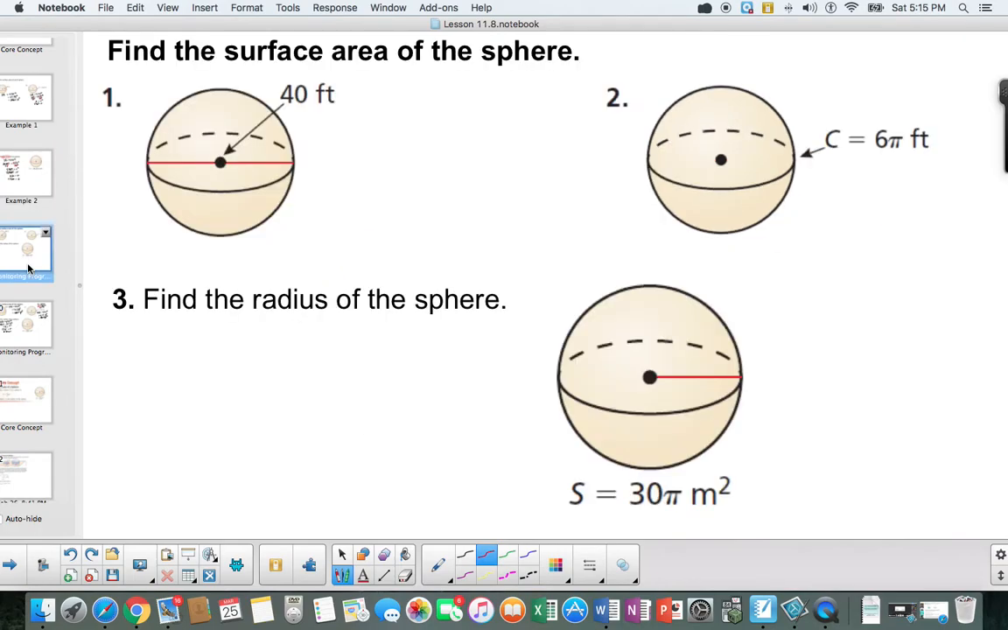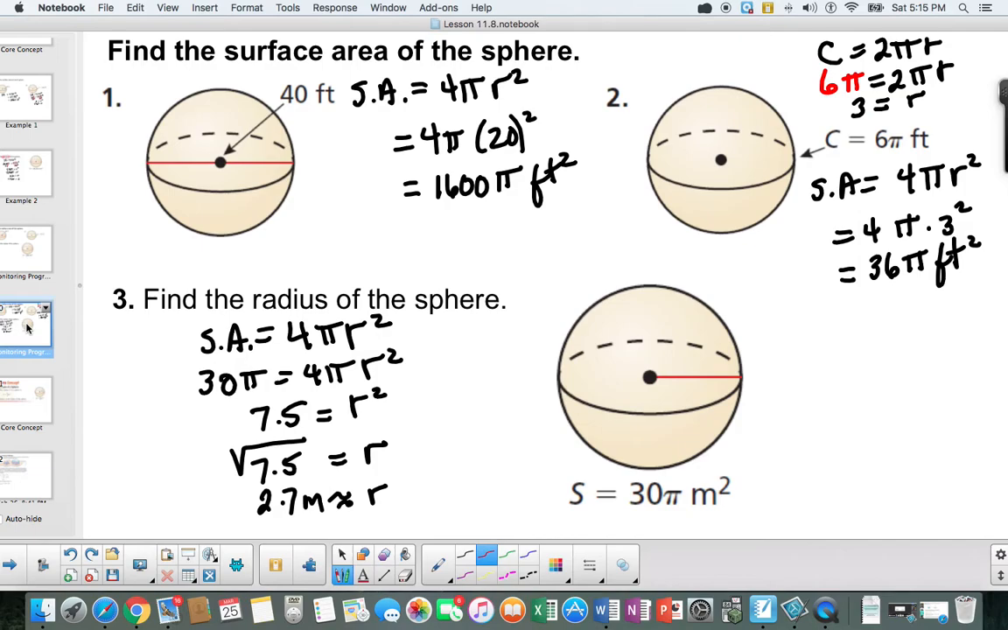Your turn. Stop the screencast and see what you can do. And here are the answers. In number 2, I had to use the circumference formula to help me find the radius. And once I got the radius, I was able to put it into my formula to figure out the surface area of the sphere.